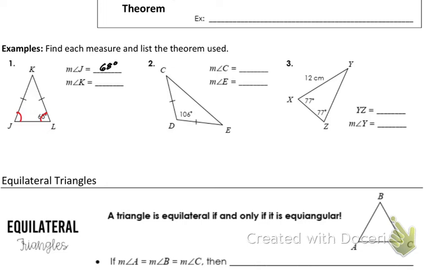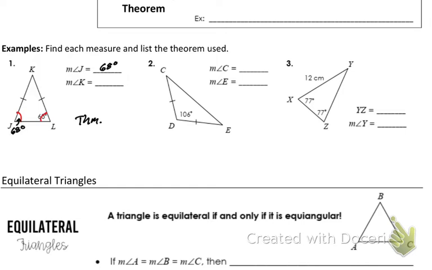Would this be the theorem or the converse? This would be the theorem. We could just put theorem down there so we know where we got those theorems and converses. We're just going to list, is it the theorem or is it the converse? All right, so that means both of these base angles are 68 degrees.